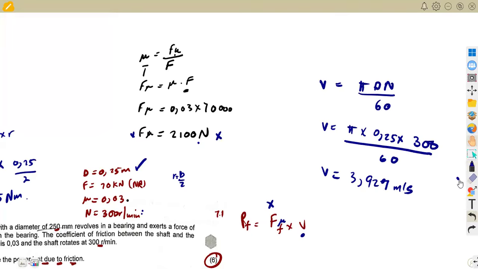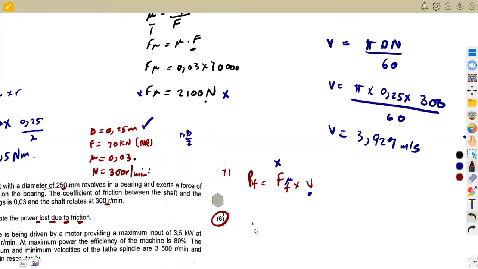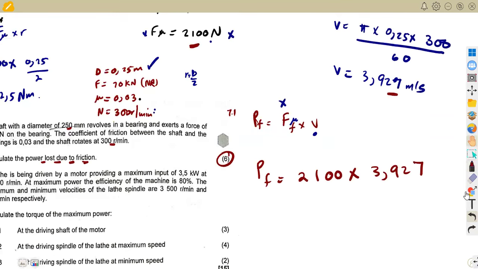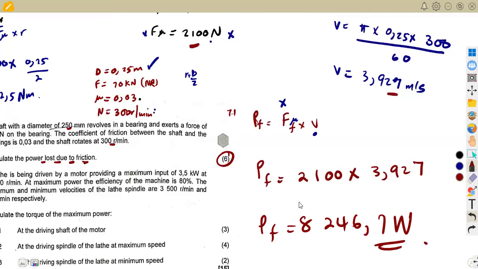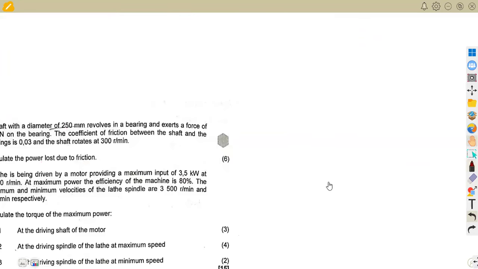So with this, we can calculate the frictional power. The frictional power is going to be the frictional force, 2,100, multiplied by the velocity of 3.927. This was going to give us 8,246.7 watts. So this is what you're going to have, which is exactly the same as the previous one. So it was 7 marks or 6 marks for that, just like that.